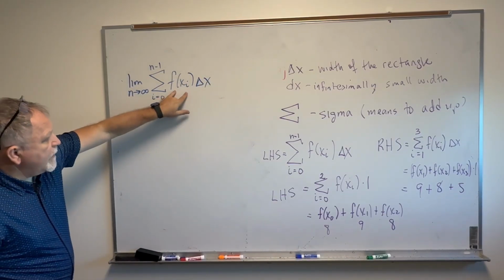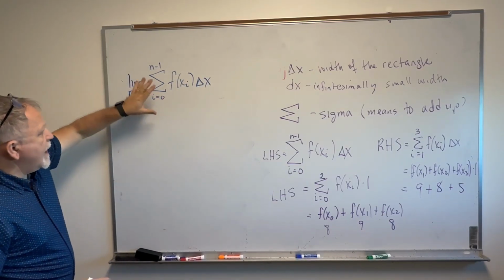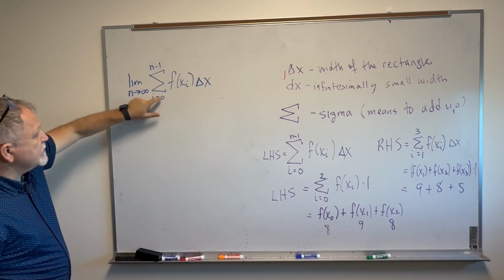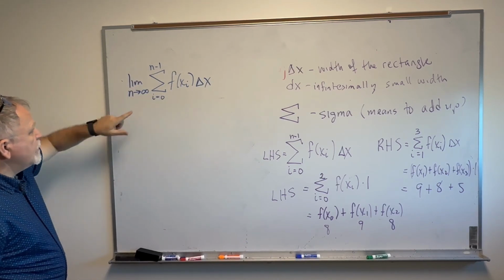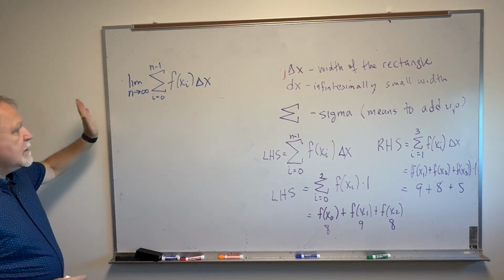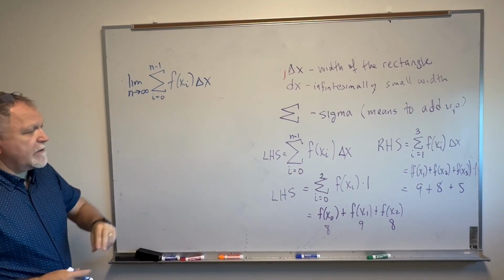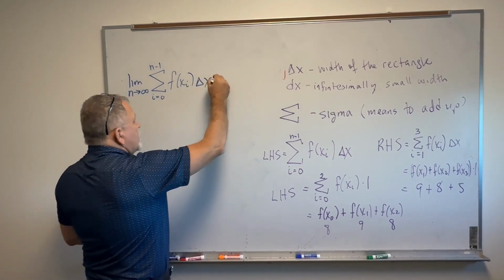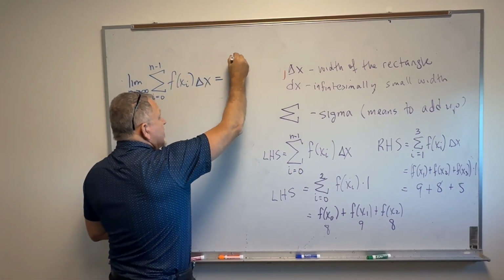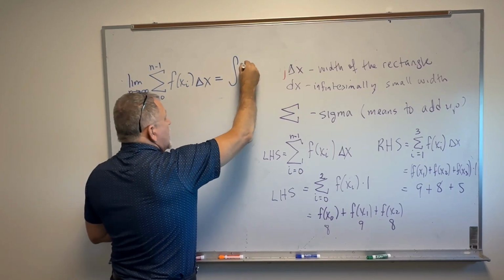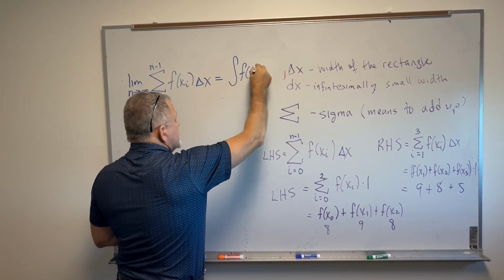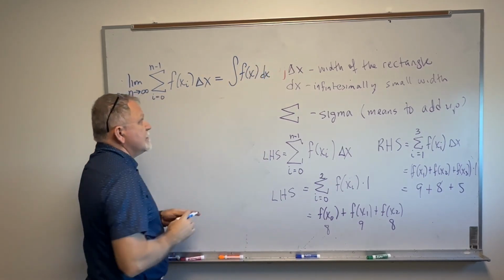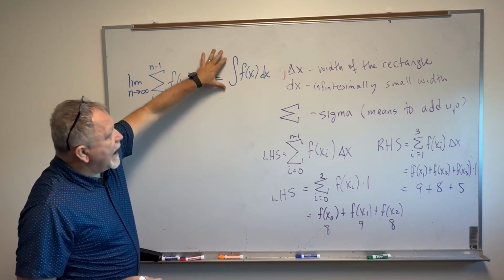So here's the heights of our rectangles. There's the width of the rectangles. We're adding up a total of n of them, going from 0 to n minus 1. But we're letting n go to infinity. If I use infinitely many rectangles on the left-hand sum, I'm going to represent that by the integral of f of x dx. So this is a stretched out S, if you will.